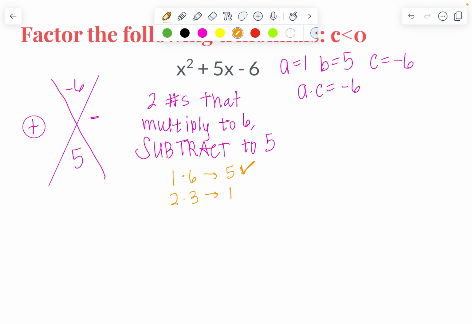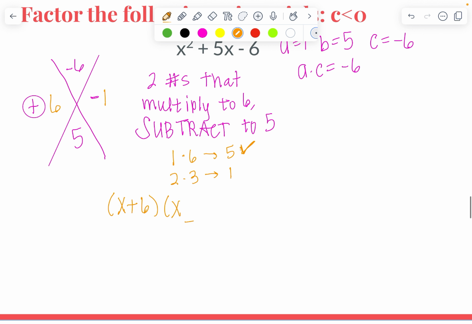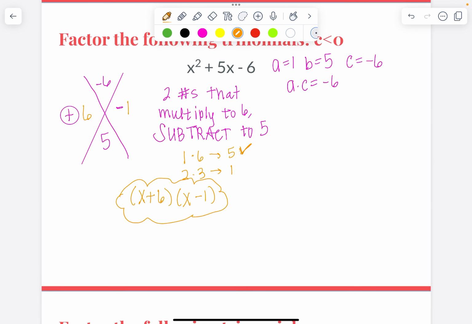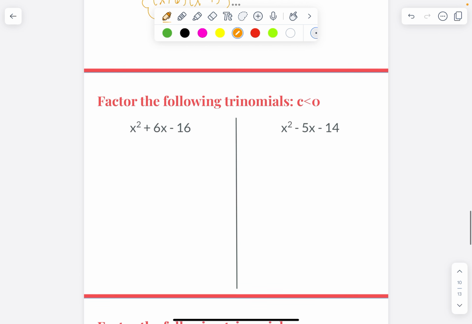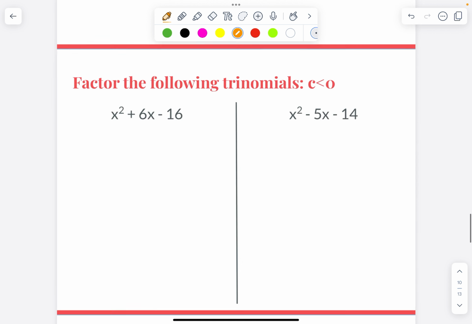So our answers here have to be 1 and 6. And we said the bigger number has to be positive. So positive 6 and negative 1. If we check our work here, they multiply to negative 6, and they add to 5. So our final answer here is x plus 6, x take away 1, or x plus negative 1. Let's try a couple more like this.